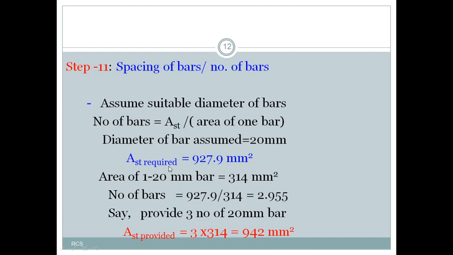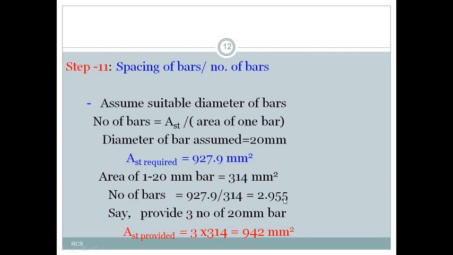I think you got the difference between the AST required and AST provided. AST required is the required amount of steel, which we already calculated according to the formula. According to this, the number of bars is 2.955. This fraction of bar we cannot provide in actual practice, so we are rounding it to a higher value.